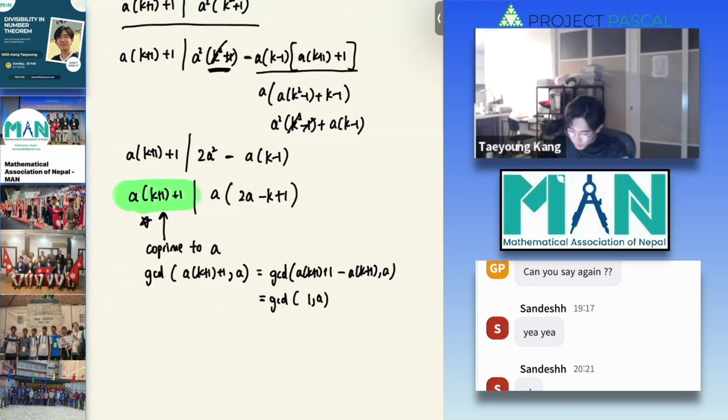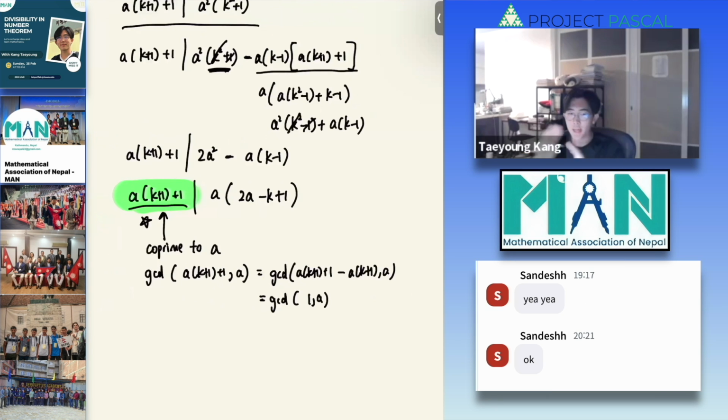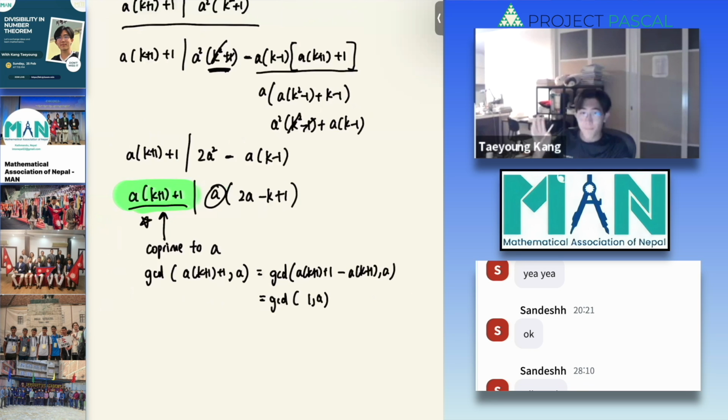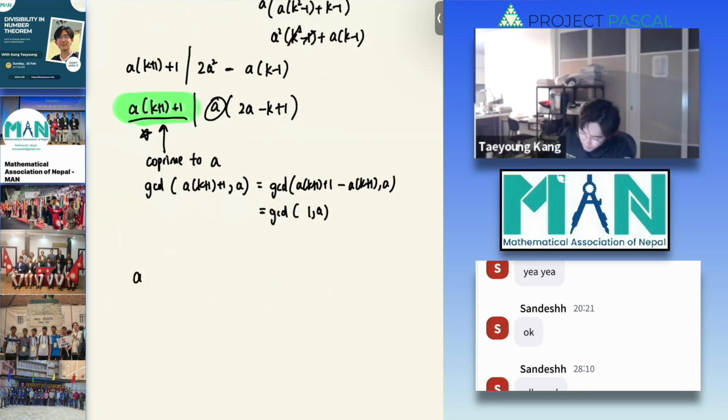So this can never divide A. It doesn't share any common factor with A. So we can just completely divide the right-hand side by A. And we'll get that A K plus 1 divides 2A minus K plus 1.